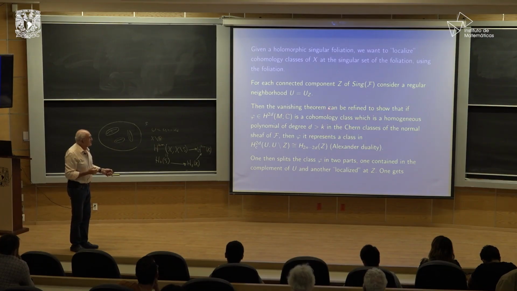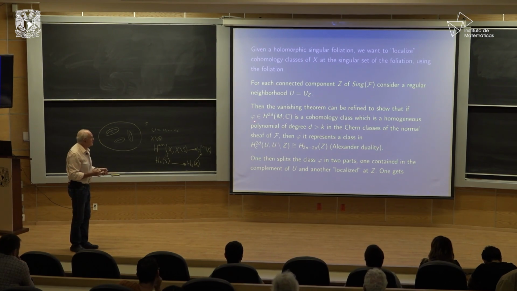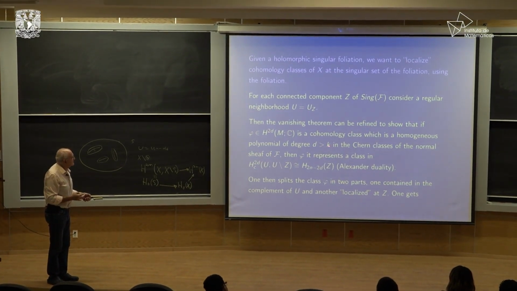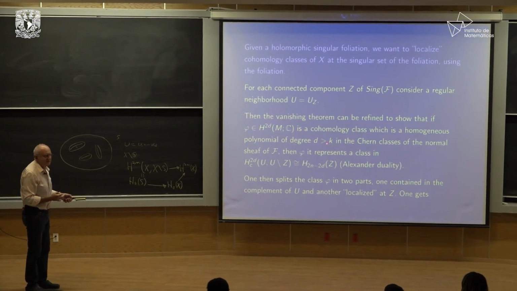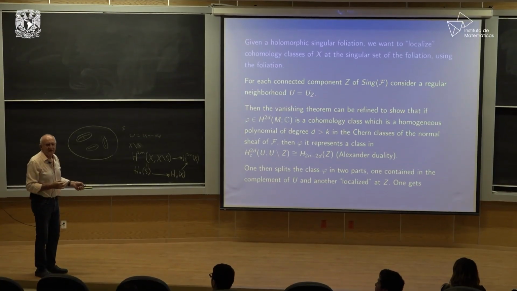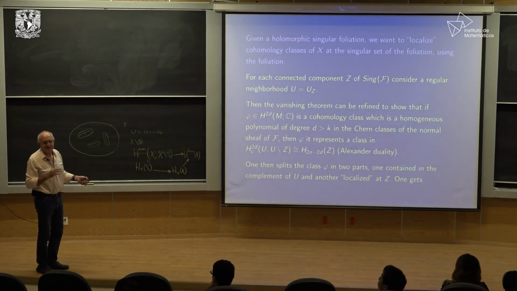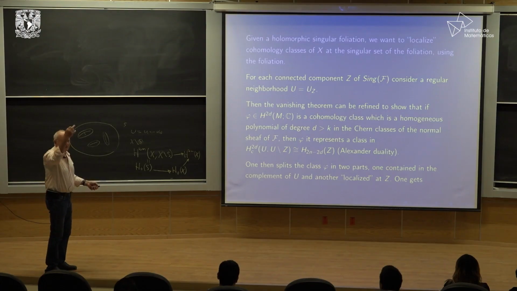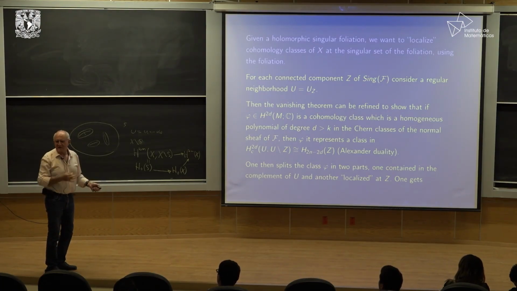Then the vanishing theorem can be refined to show that if you have a cohomology class of dimension 2d, where d is greater, here this should be n minus k. That's a mistake because I first took a foliation of dimension k, and then it became codimension k, and then it mixed up. But here, if you take a polynomial of degree more than the codimension, which is a polynomial in the Chern classes of the normal sheaf, then this polynomial represents naturally an element in this homology group. And then if we take all these homology groups, we include them in the homology of X, and we go back to the cohomology, we recover the original class.